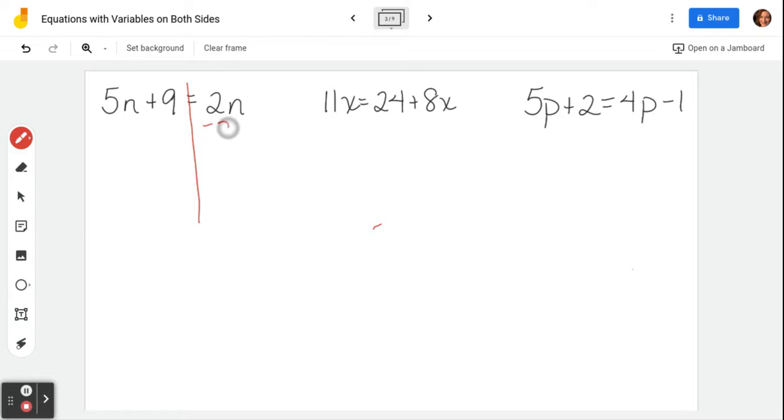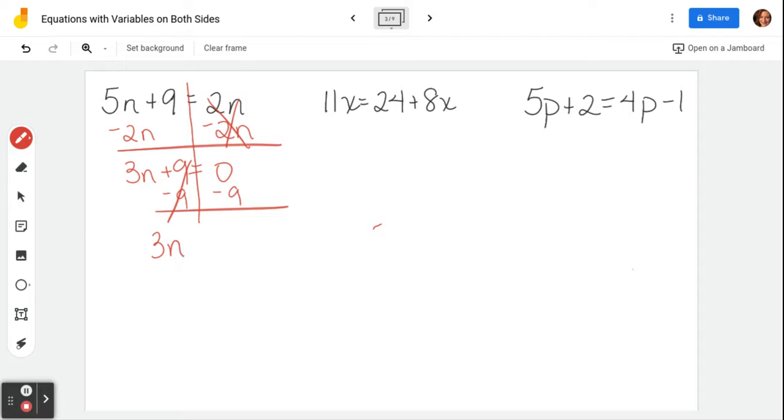If I subtract the 2n so that I avoid negatives, which I can, I'm going to get 3n plus 9, but then what? Oh, there's nothing over there. So I'm going to have to put 0. And now I'm going to have to subtract 9. And then I get 3n equals negative 9. Divide by 3. And I get n equals negative 3. So that's fine.